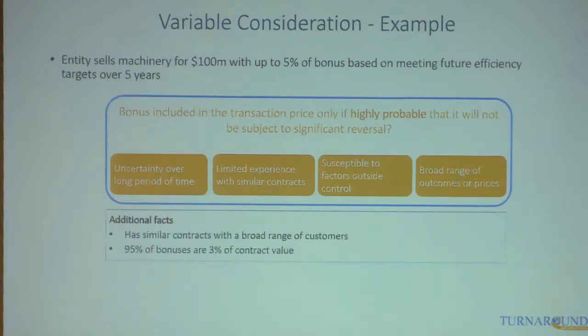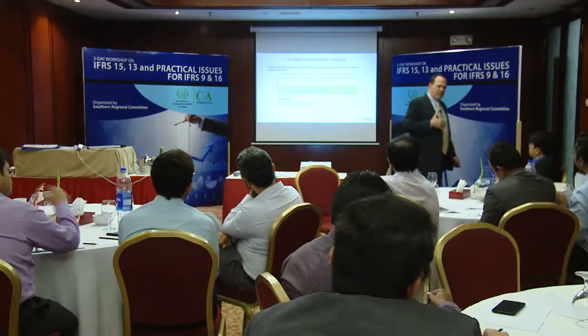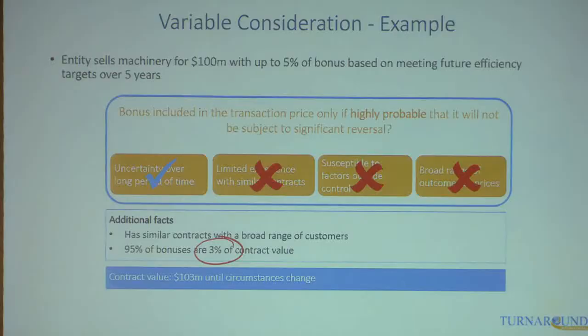Second scenario, you have the same thing. You have a broad range of outcomes, but in 95% of the contracts, you get a 3% bonus. So what this means is before you've earned the bonus, if I've satisfied all my POs on day 1, what I would do is book revenue as 103. So I think when you look back at this part, this gets very, very subjective.